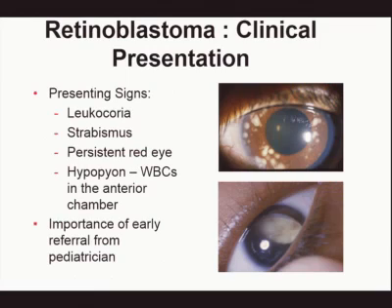The clinical presentation, so the number 1 sign is leukocoria, but they may present with a strabismus, they may present with a persistent red eye or a hypopyon, which is a collection of white blood cells in the anterior chamber, so the front part of the eye will look like there's like a white layer on the bottom of the anterior chamber. You can see here in the pictures that this is seeding of, they're all different little tumor spots. This one you can see the giant tumor behind the lens of the eye in the bottom picture. You want to refer this right away.